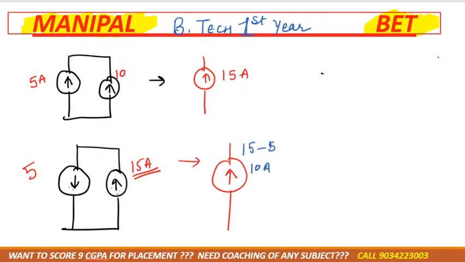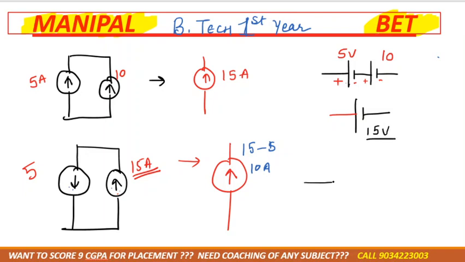Similarly, if we look at the voltage, suppose these two batteries are connected in series, this is of 5 volt, maybe this is of 10 volt. Series means positive, negative, then in that case what happens? The battery values will add with each other. That is how much? 15 volt, right?